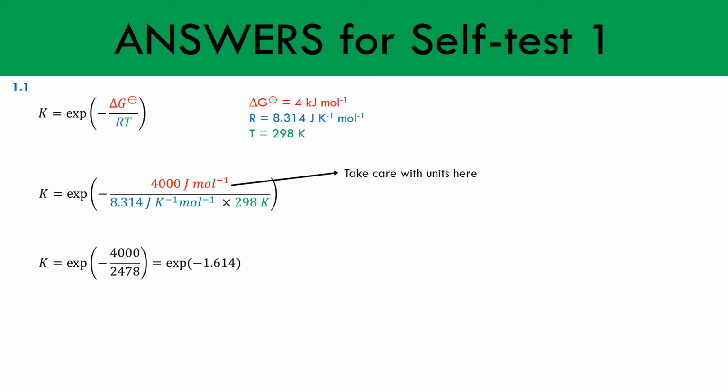And we plug these values into our calculators, and the value you'll get is equal to the exponential of minus 1.614. And you'll notice that all of the units cancel out here. So this equilibrium constant is dimensionless in terms of units. And the value is 0.199. If you didn't get that, it's likely that you didn't convert the 4 kilojoules per mole to joules per mole. So don't beat yourself up. Have another go at 1.2 and see if you get the right answer.